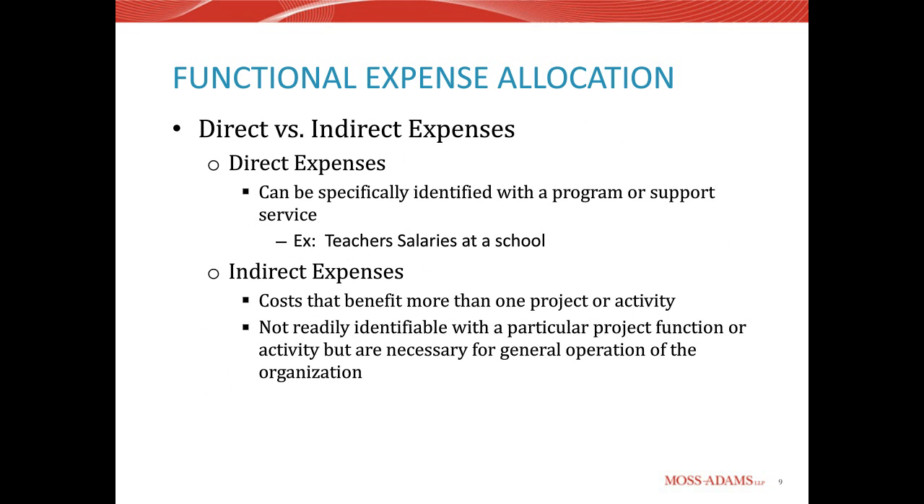Functional expenses, direct versus indirect. Direct expenses can be specifically identified with a program or support service, such as grants, scholarships, teacher salaries at a school. Indirect expenses are the costs that benefit more than one project or activity and are not readily available and identifiable with a particular project or function, such as depreciation and office supplies.